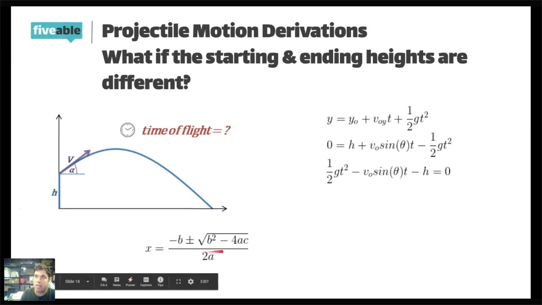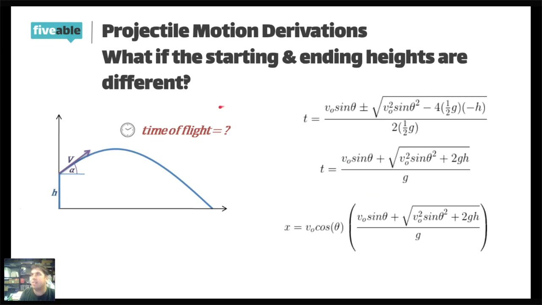So plugging it into the quadratic equation, we get t equals v naught sine theta plus or minus all that wonderful other stuff. This looks messy. This looks not fun. And I hear you if you're saying, I don't want to do all this math.